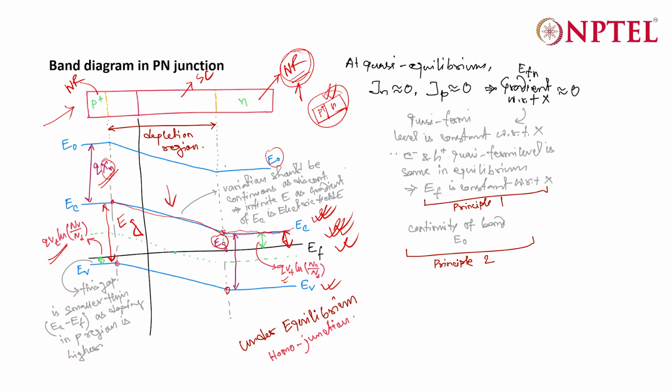So again, you will have an E0 which is following EC because the difference between E0 and EC is constant throughout. So you have E0 also drawn in here. And your intrinsic level, that is EI, will be in the middle of EC and EV. I have shown it using a dotted line. Okay. So this is more or less the band diagram in PN junction under equilibrium.